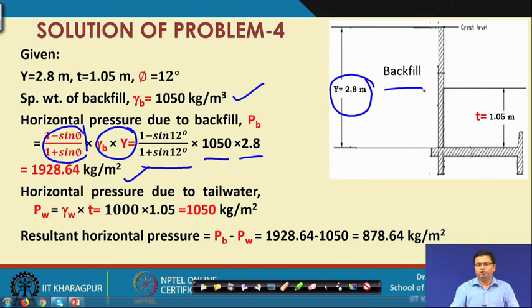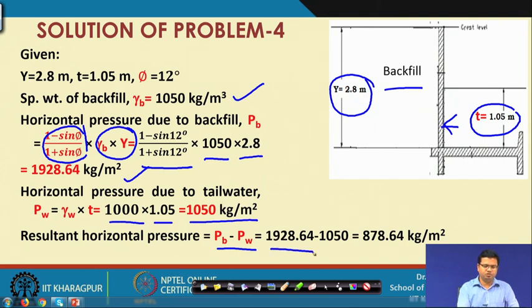Okay. Now, we have to compute what is the horizontal pressure due to tail water, which is having a depth of 1.05 meter, which is acting in the opposite direction. Okay. So, for that simple formula we know, that is equal to gamma w into t, the height of water depth. So, gamma w, you know, that equal to 1000 kg per meter cube into 1.05. So, we will get 1050 kg per meter square. So, the resultant horizontal pressure will be P b minus P w. So, that equal to 1928.64 minus 1050 kg per meter square. So, we will get 878.64 kg per meter square, which is acting on this head wall in this direction.